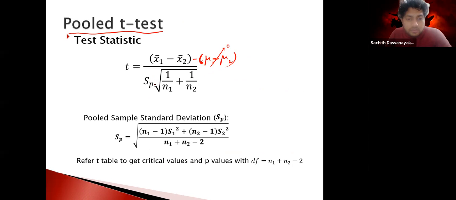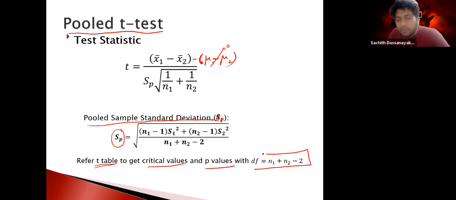So Sp you can find using this equation right here. We call it the pooled sample standard deviation. Since it is based on samples, we denote it by S. P means pooled. So you have to use the t table with degrees of freedom, using the critical value approach or the p-value approach. Degrees of freedom is n1 plus n2 minus 2.